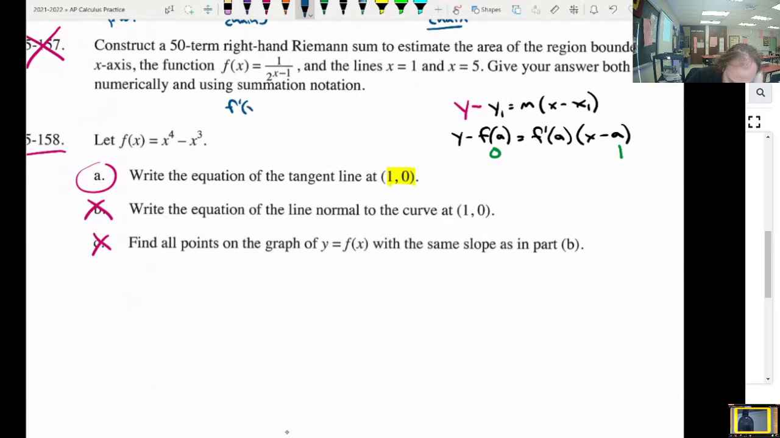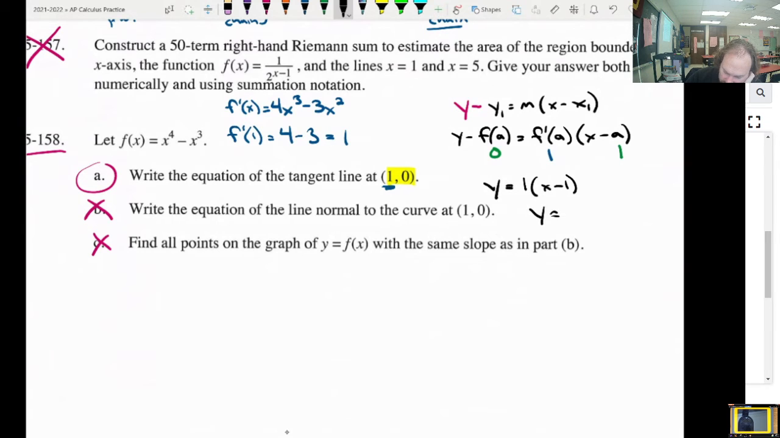F prime of x in this problem is way easier than it was before. 4x to the third minus 3x squared. And then f prime of 1, in this case, again, we're borrowing the 1 from the given function we have right there. This is just going to be 4 minus 3, which is 1. So we'll plug a 1 in right there. And so the equation will look like this. It'll be y equals 1 times x minus 1, or just y equals x minus 1. Simple.